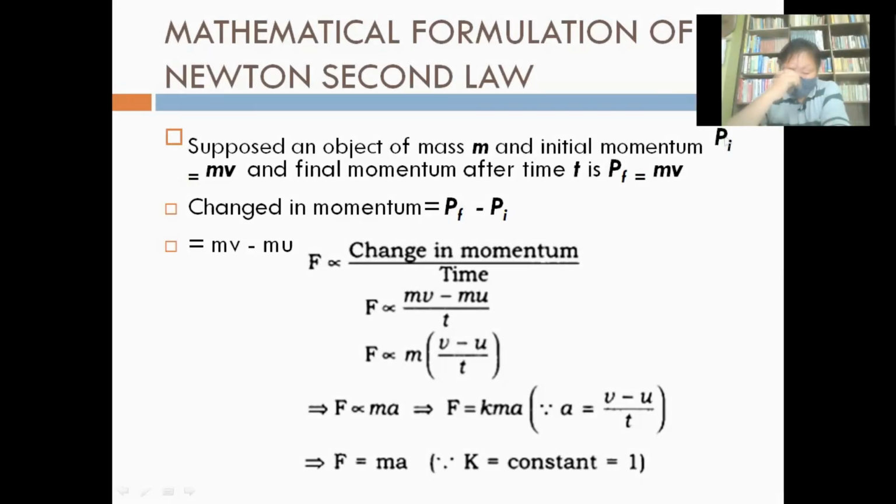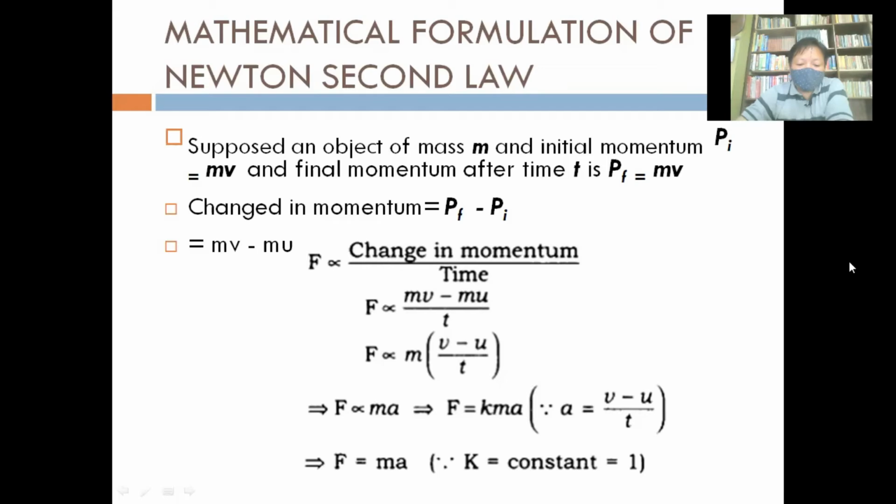For this, we need to represent the mathematical formulation of Newton's second law of motion. Suppose an object of mass m has initial momentum pi equal to mu, and final momentum after time t is pf, that is mv. Then the change in momentum will be final momentum minus initial momentum. As given in this picture, you can see it, mv minus mu. The rate of change of momentum is m times v minus u, divided by time.